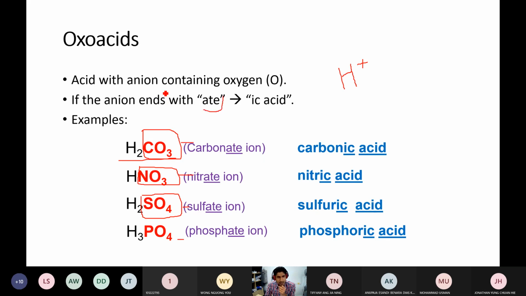So remember the anion: when the anion name ends with "ate," the acid will be "ic acid." The same first part of the anion will be taken, and the second part, "ate," will change to "ic." All right.